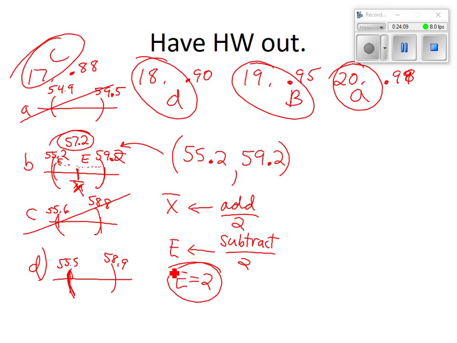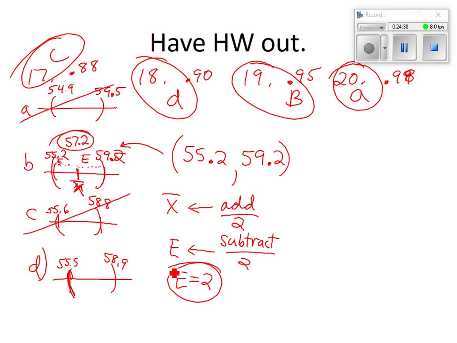So if they give you, or if you find the two outer limits on those, you add and divide by 2, that would tell you the X bar. Subtract and divide by 2, that's going to tell you the E, the margin of error. So those are just different ways you could go from knowing one thing to knowing all the other stuff.